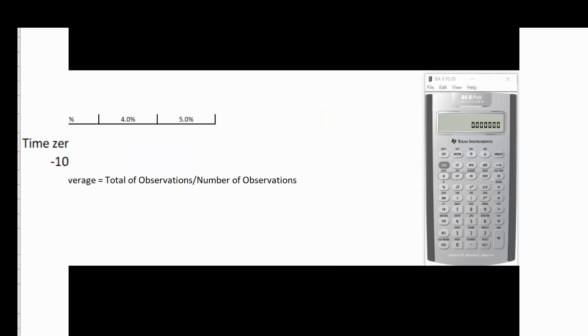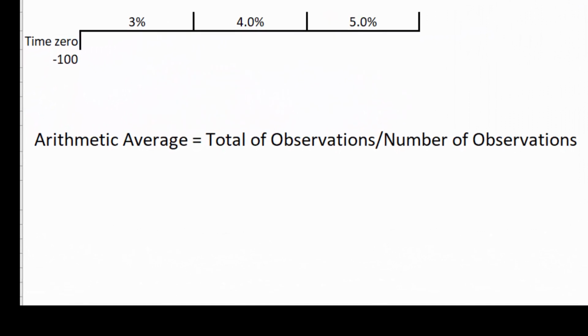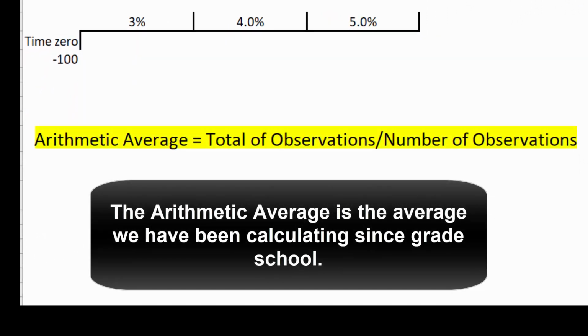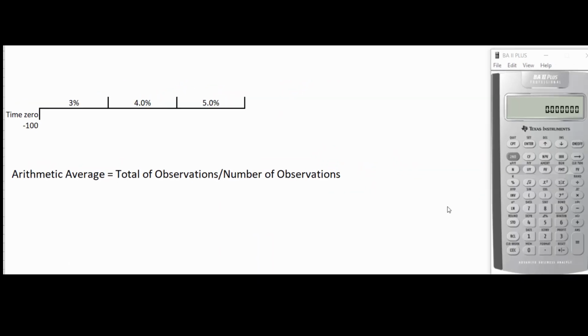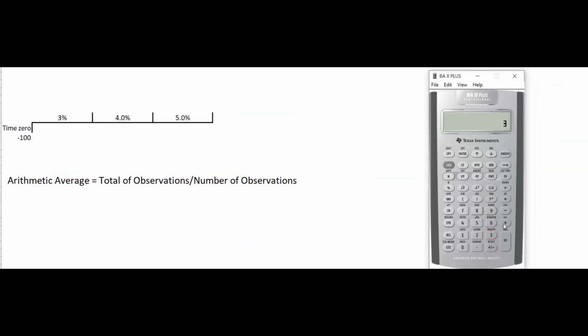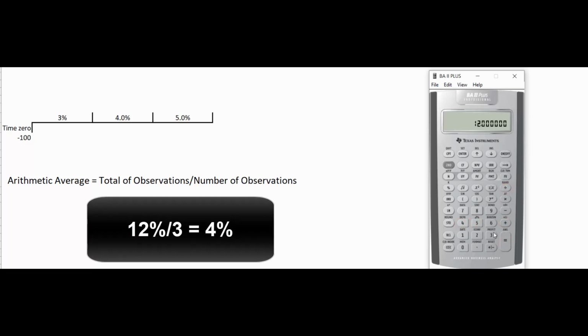Let's look at a simple example. We invest $100. The first year we earn 3%, second year 4%, third year 5%. Let's do the arithmetic average first. The arithmetic average, which answers the question, what was the average of the yearly rates of return, is simply the average we've been using since grade school. Take the total of the observations, divide it by the number of observations. So in our calculator, we'll take 3 plus 4 plus 5, divided by the number of observations, 3, equals 4. And so that's the arithmetic average of our returns.